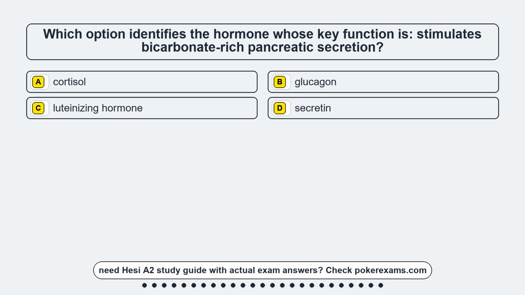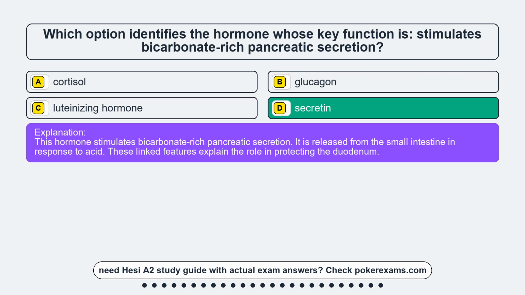Question 1. Which option identifies the hormone whose key function is, stimulates bicarbonate-rich pancreatic secretion? Option A, cortisol. Option B, glucagon. Option C, luteinizing hormone. Option D, secretin. The correct answer is option D, secretin. This hormone stimulates bicarbonate-rich pancreatic secretion. It is released from the small intestine in response to acid. These linked features explain the role in protecting the duodenum.